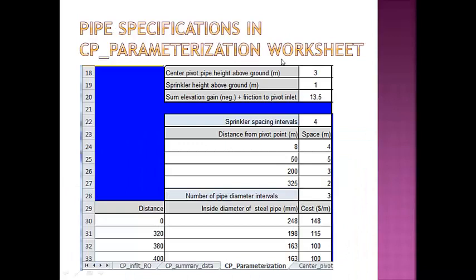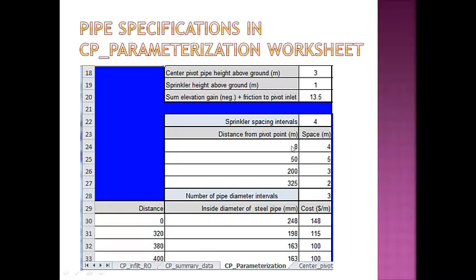So in order to do the economic analysis, you also need to put in some other information, such as the height of the pipe above the ground, the sprinkler height above the ground, because if it's 1 meter above the ground, you have to add a meter to the pressure requirement. And then you can specify the pressure loss from the pump to the pivot inlet, and also elevation gain. And then there are 4 sprinkler spacing intervals, so you put those in.